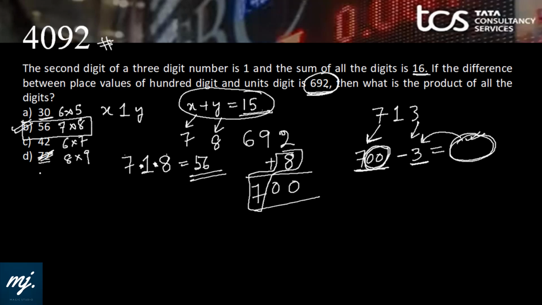This sum would have been tricky if instead of 72, I had written 54. Then 7 into 8 is 15 and 6 into 9 is also 15. Then we can put the values 6 and 9 in this place and check whether we are getting 692 or not. Go in by the concept or play with the options, your wish.